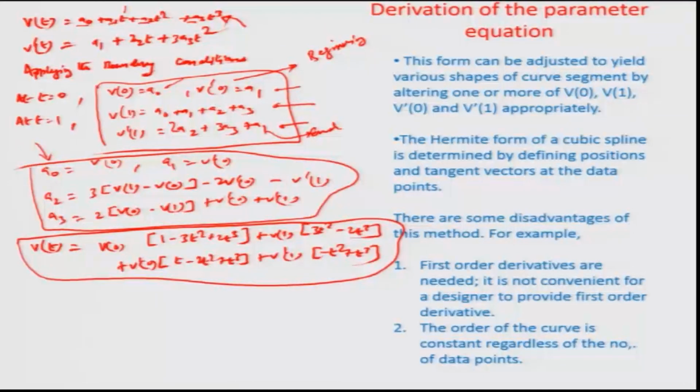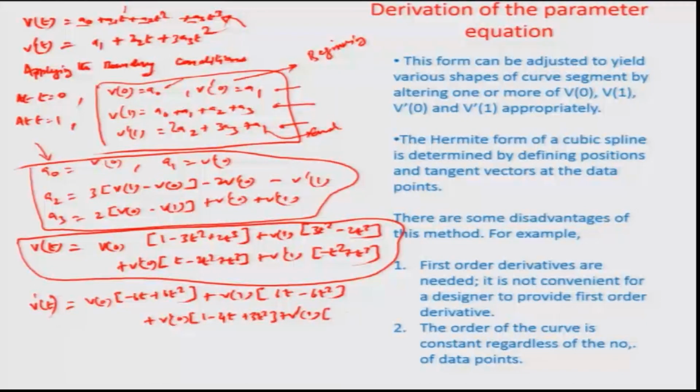So, we would like to also represent the v dash t here in terms of all the knowns, which are the v 0 and the v 1, and similarly the v dash 0 and the v dash 1, and we can represent this in terms of v 0 times of minus 6 t plus 6 t square plus v 1 times of 6 t minus 6 t square plus v dash 0 times of 1 minus 4 t plus 3 t square plus v dash 1 times of minus 2 t plus 3 t square.